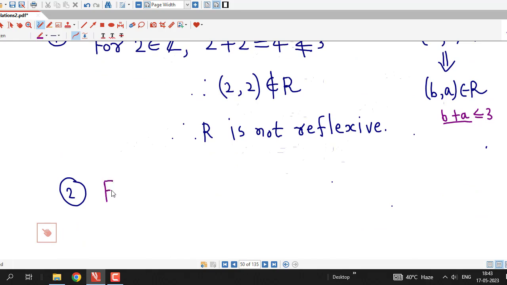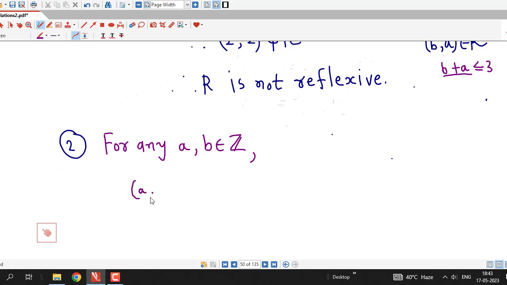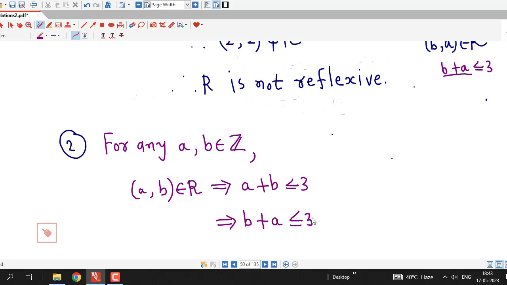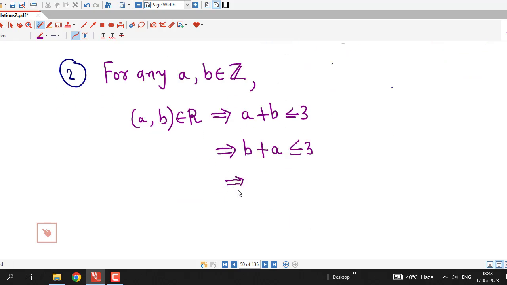So we should write that for any A, B belongs to Z, if we take (A, B) belongs to R, then A plus B is less than or equal to 3, and because the addition operation is commutative, we can write A plus B equal to B plus A, and this implies the ordered pair (B, A) belongs to R. So whenever (A, B) belongs to R, we have (B, A) belongs to R for any two integers A and B. Therefore this relation is symmetric.